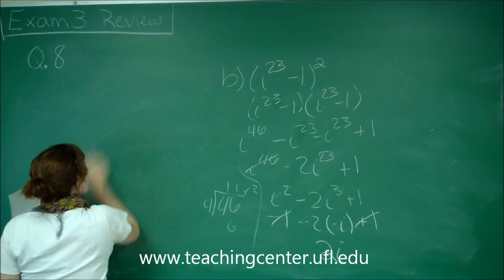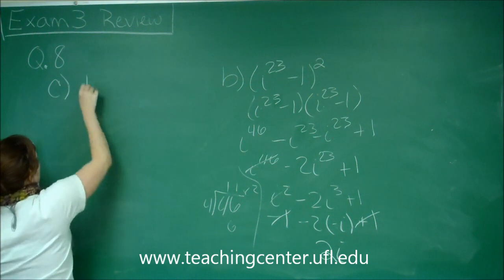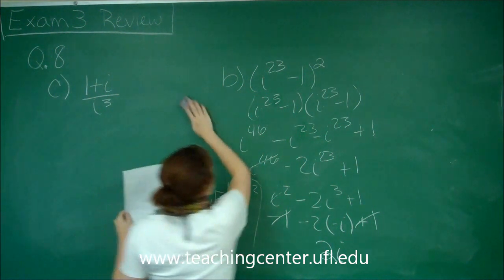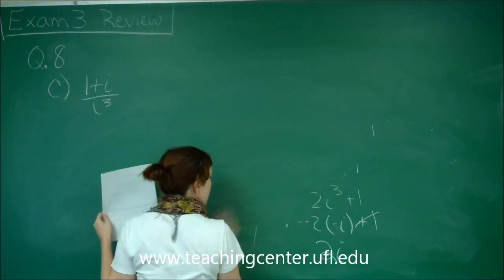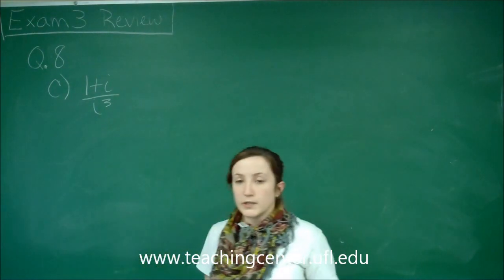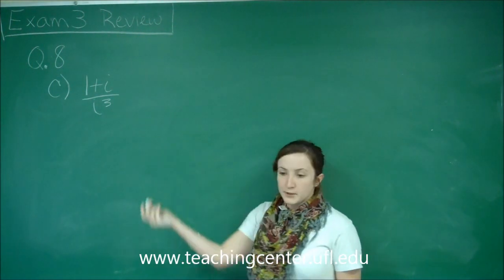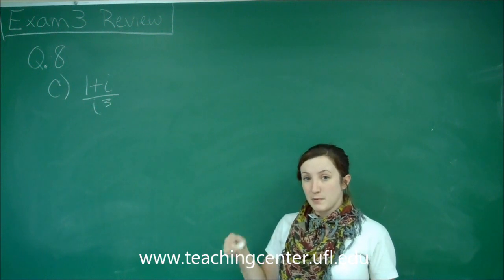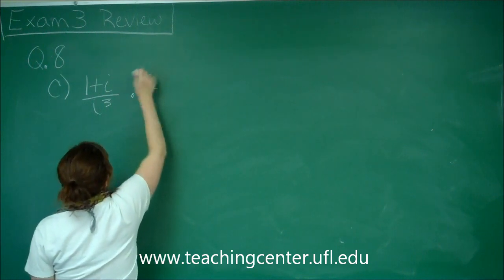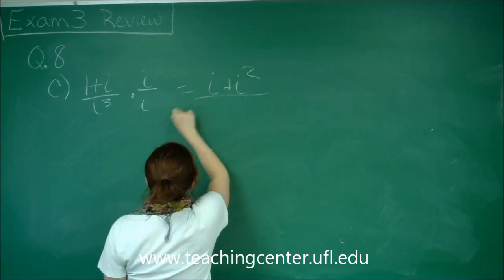Now we have part C. Part C gives us 1 plus i over i cubed. And what we will do is, we want i always in terms of 4, because that's just 1, right? So I've got i to the 3rd on the bottom, so what I'm going to do is multiply the top and bottom by an i to get i to the 4th on the bottom. So that gives me i plus i squared over i to the 4th.